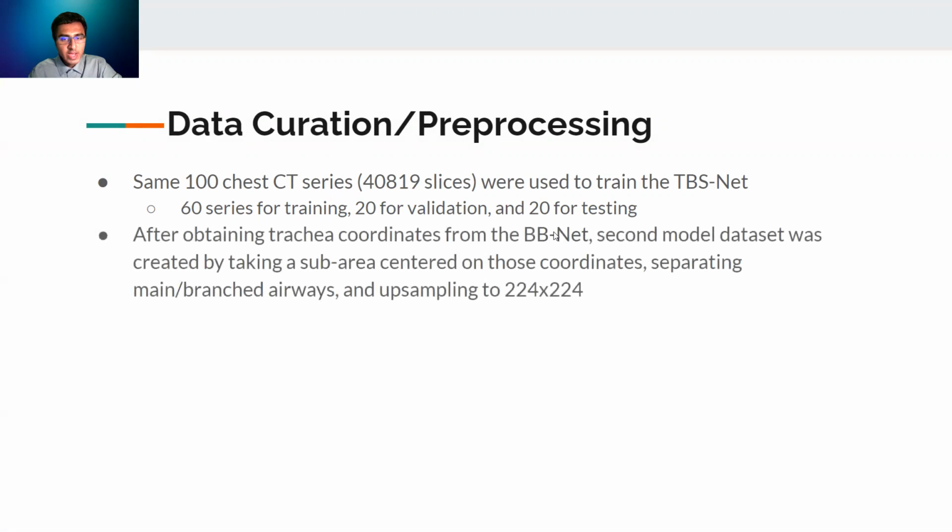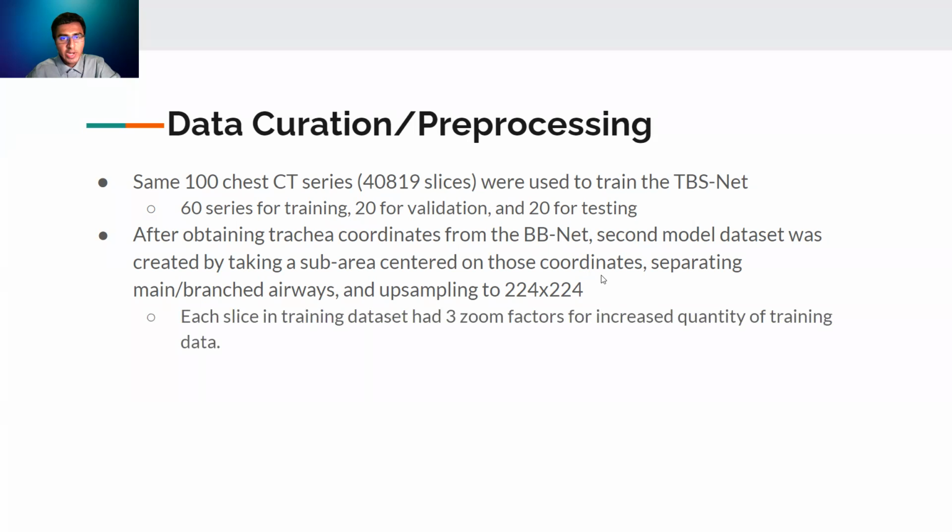We could run a center of mass calculation on the predictions from the BBNet in order to obtain the coordinates of the trachea center. The TBS net dataset was then created by taking a sub-area centered on those coordinates, separating the main and branched airways into different channels, and upsampling to 224 by 224. Each slice in the training dataset had 3 zoom factors for increased quantity of training data, while the validation and testing datasets only had 1 zoom dimension. That was a lot of information, so let's go through it visually.